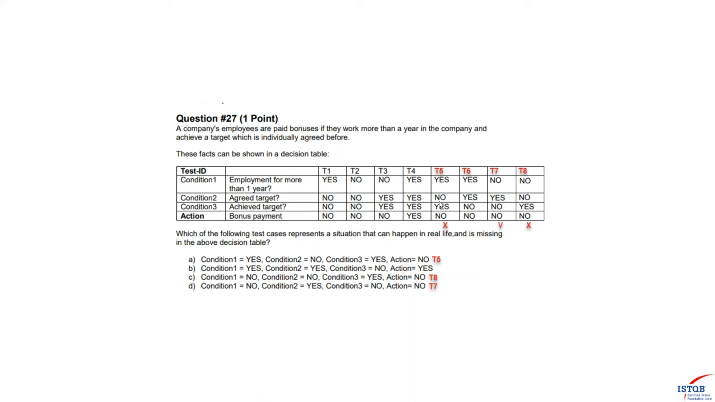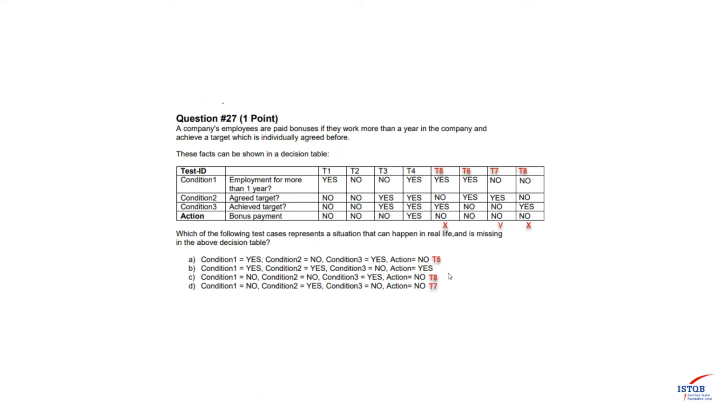One more time. Condition number 3, achieved target, depends on condition number 2, agreed target. If condition number 2 is yes, then condition number 3 can be yes or no. If you agreed on a target, it is possible that you have achieved it already or you haven't achieved it still. But if condition number 2 is no, then condition number 3 is no also by default. If there is no target, you can't achieve it. Since this situation can't occur, this is not a scenario happening in reality.